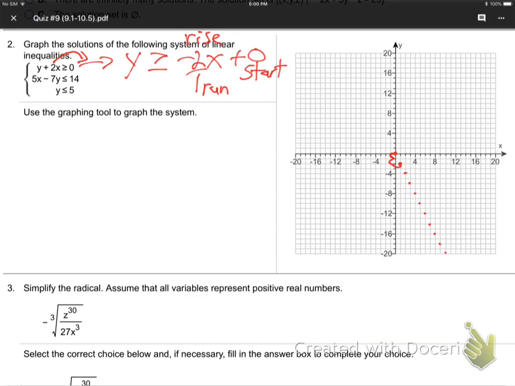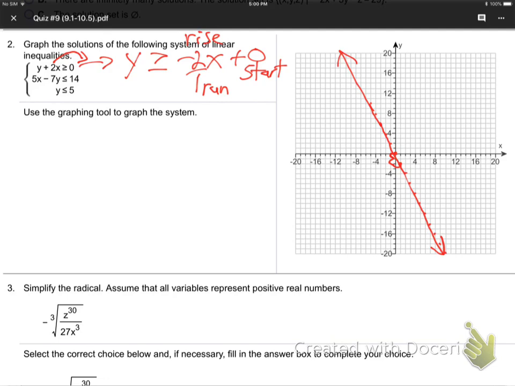And you can go the same thing backwards. Over 1, up 2, over 1, up 2, over 1, up 2, etc. Right, so there's the line. All right, so there's that line.